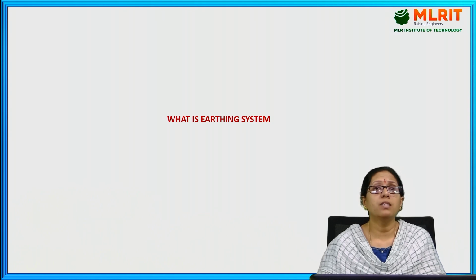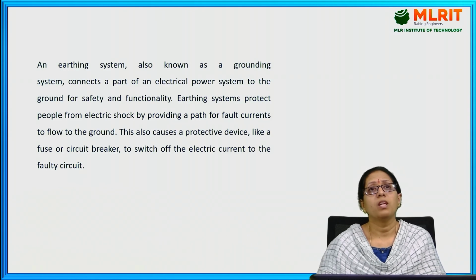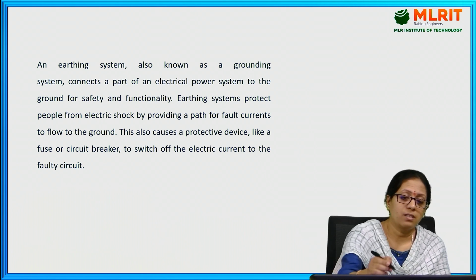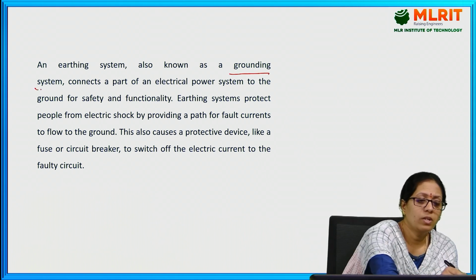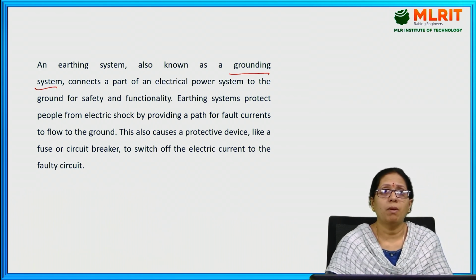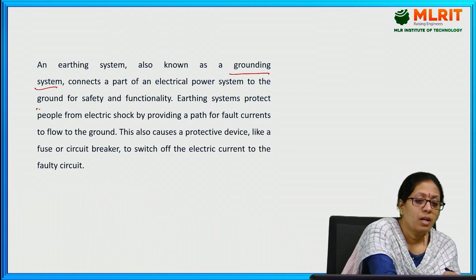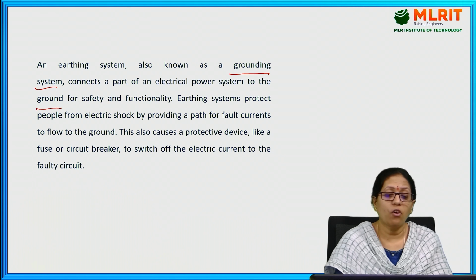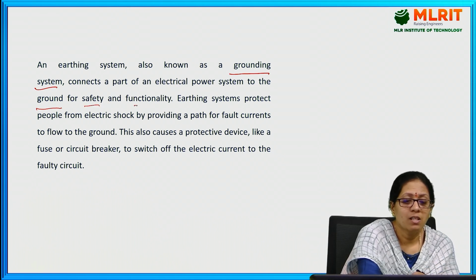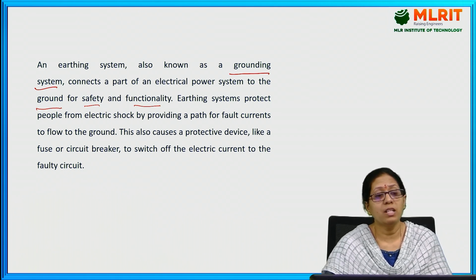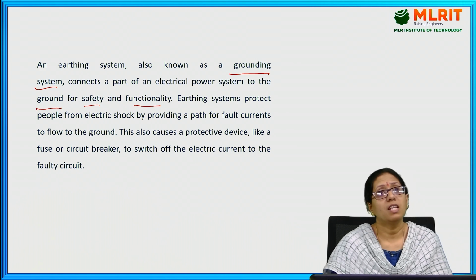What is an earthing system? An earthing system is also known as grounding system, which connects a part of electrical power supply to the ground. Part of the electrical supply is being connected to the ground for safety as well as functionality. We will be connecting the neutral wire to the ground for safety purposes.